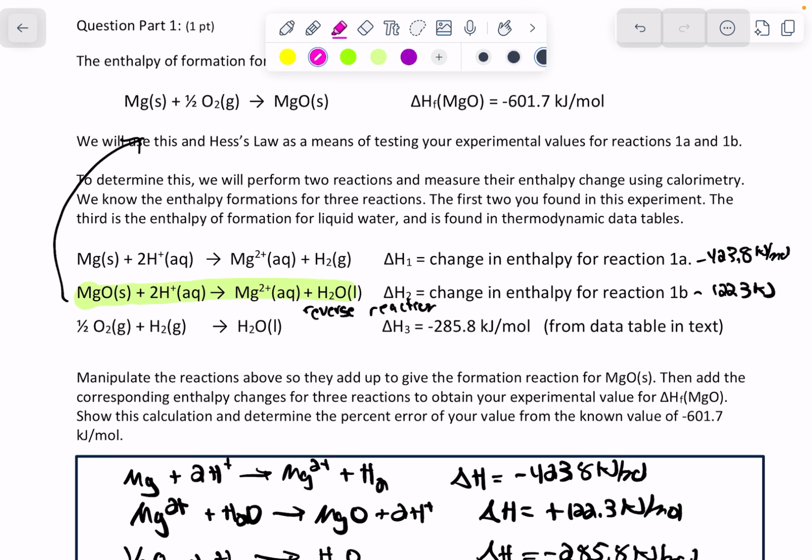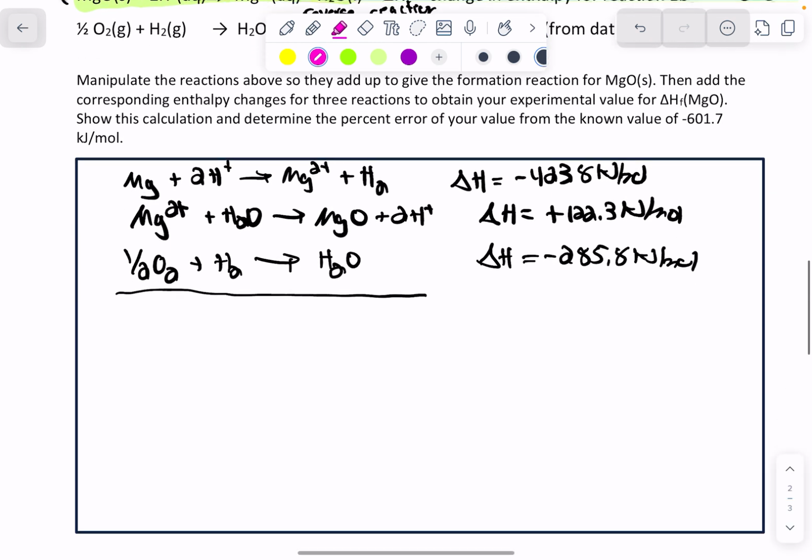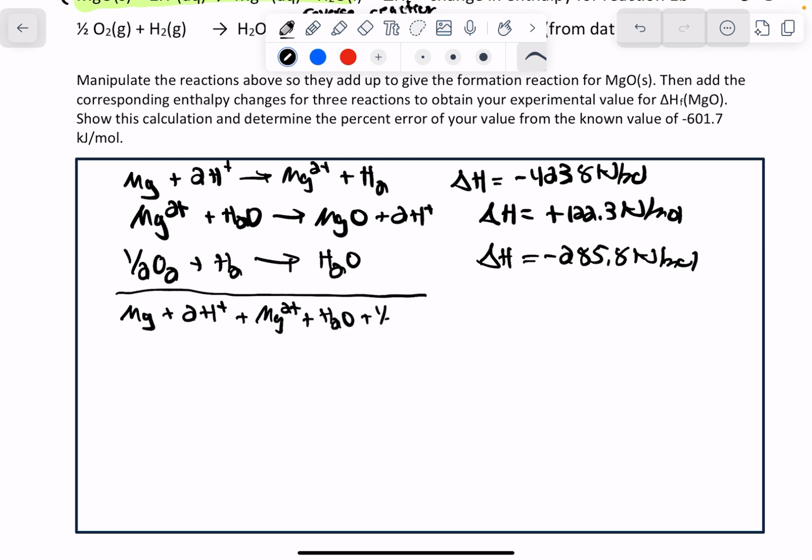Now, ideally, when we add this up, it should add up to this right here. I'm going to change my color. Purple is a nice color. And it should have a delta H near there. So let's take a look. The first thing I'm going to do, I like to do it the long way, is write all the reactants out: Mg, H2O plus 1/2 O2 plus H2. And then I'm going to write all of the products out, H2. And at the end I'm going to cancel everything that's the same on both sides. I think we're going to have a lot of cancellations.